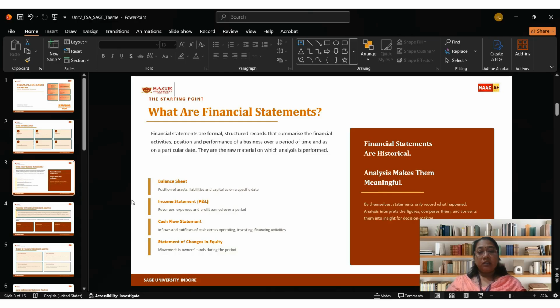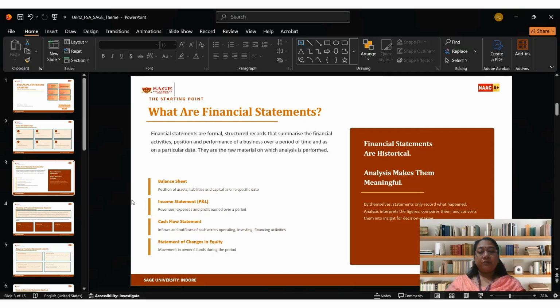Notice three words hidden in that definition, which are really the three building blocks of this process. First, analysis: breaking complex data into simpler, meaningful elements. Second, interpretation: explaining what that simplified data actually means. And third, comparison: relating figures across years, across firms, or against industry norms.